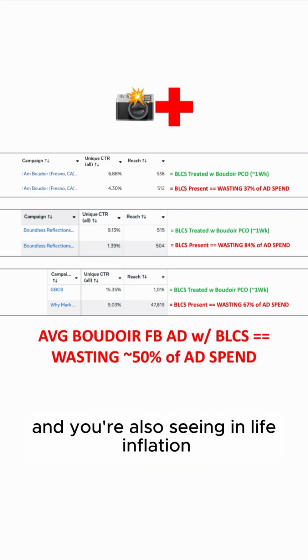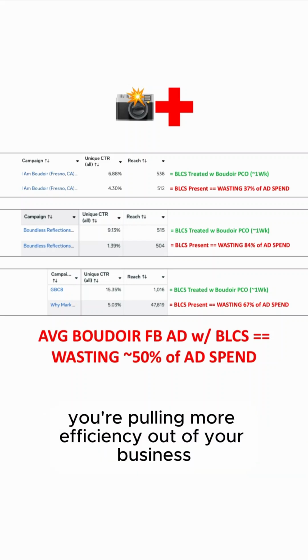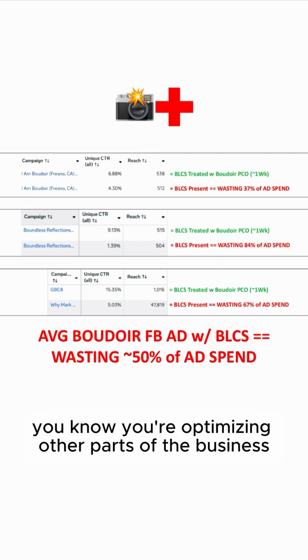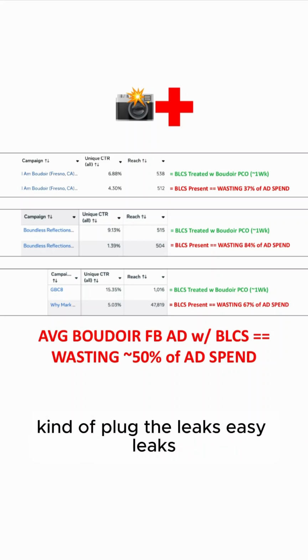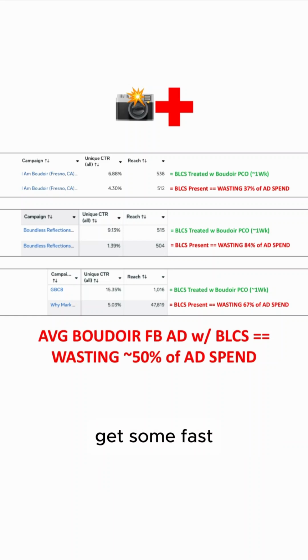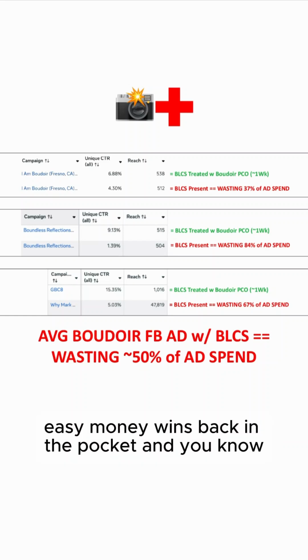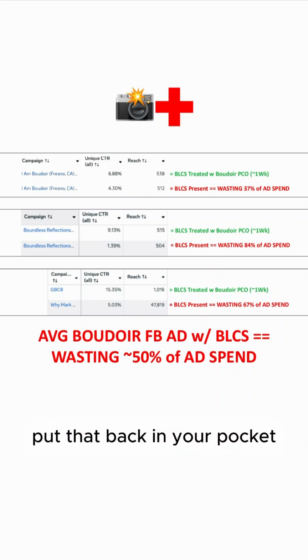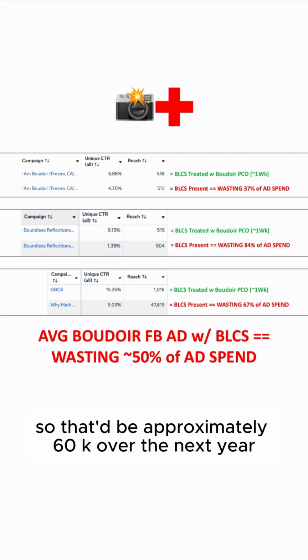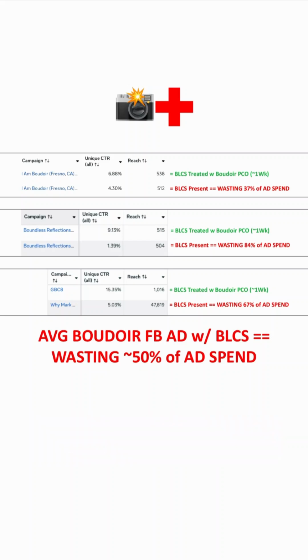And you're also seeing life inflation, life costing more and more. So you decide you're pulling more efficiency out of your business, you're optimizing other parts of the business. Now you decide you want to optimize the Facebook ad part of your business, plug the leaks, easy leaks, get some fast, easy money wins back in the pocket. And we can approximately eliminate about 5K a month in wasted Facebook ad spend, put that back in your pocket. So that'd be approximately 60K over the next year.